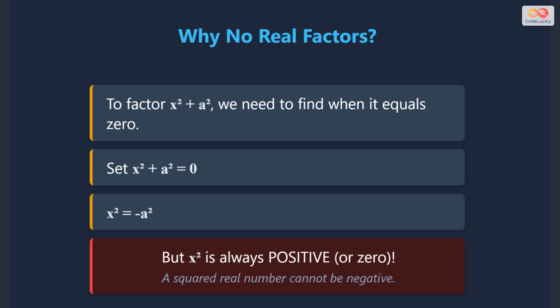Let's try to solve it algebraically. To factor x squared plus a squared, we would need to find values where the expression equals 0. If we set it to 0 and solve for x squared, we get x squared equals negative a squared. But here is the problem. In the world of real numbers, squaring any number always results in a positive value. You cannot square a real number and get a negative result.